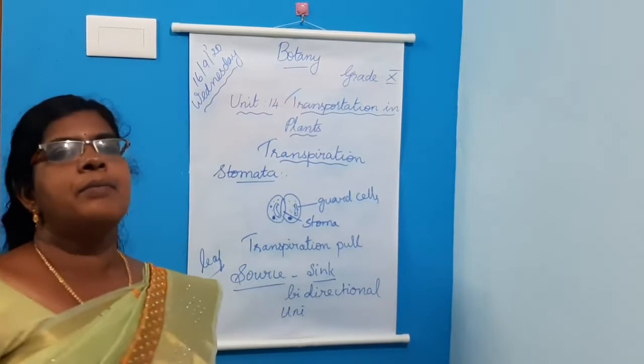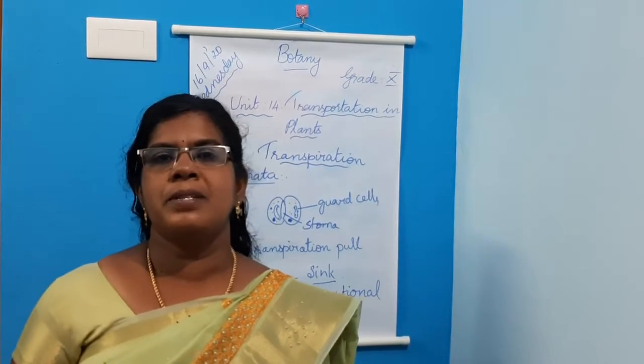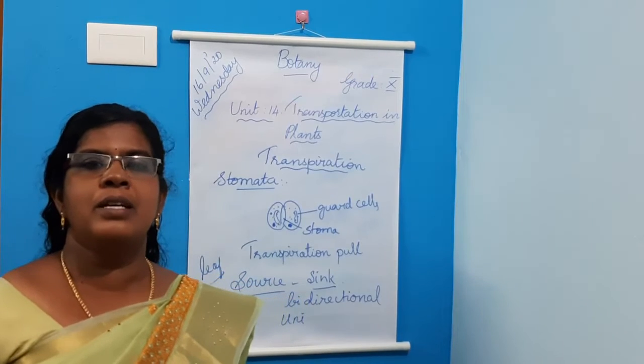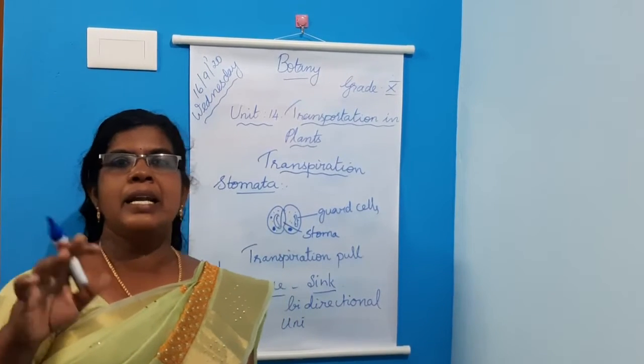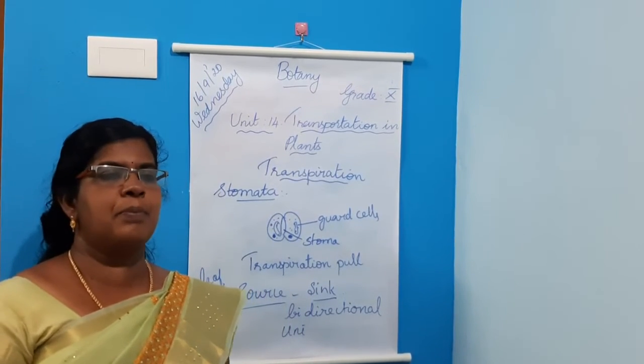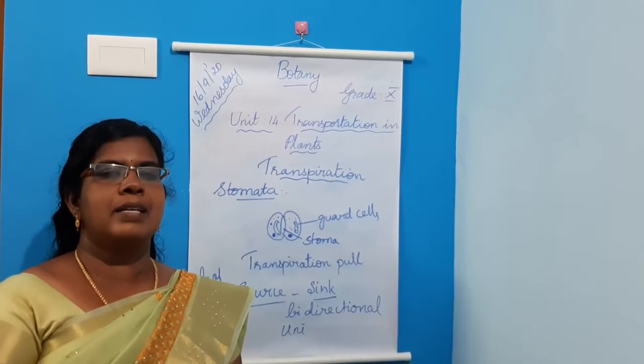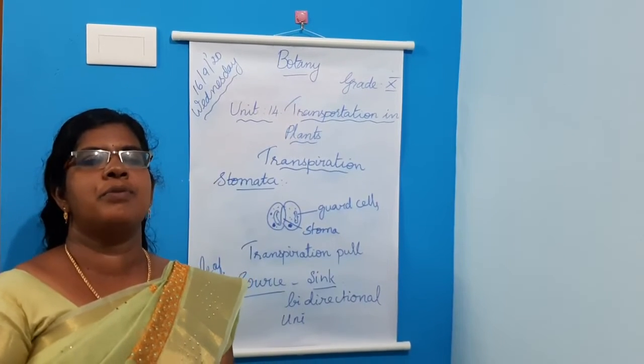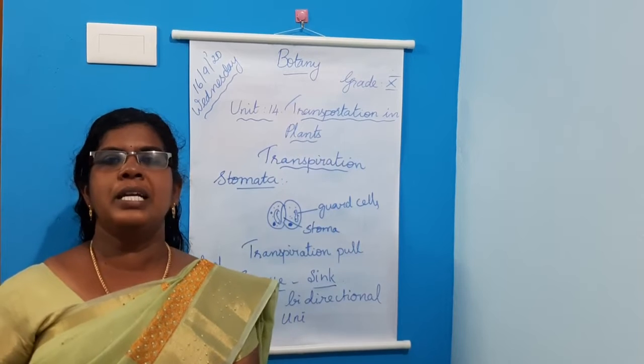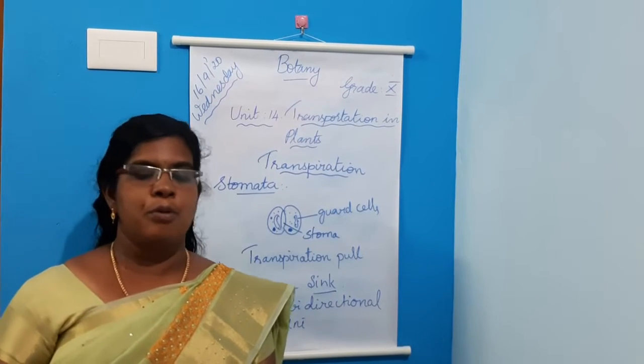But in xylem, the root absorbs water. It has to transport it to the aerial parts of the plant body through the xylem elements. So the movement of water in xylem is unidirectional, or upward movement.